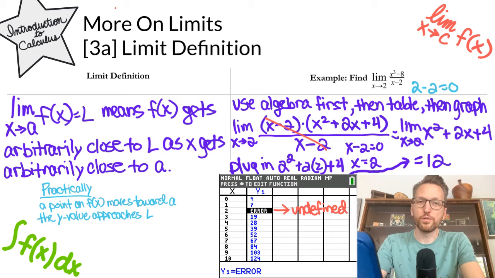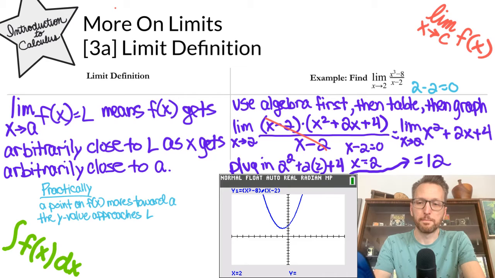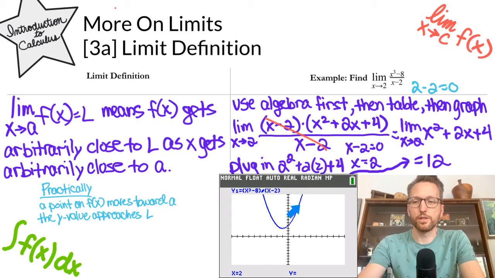Notice that if you do, so second trace and just plug in a value, if you plug in 2, it won't be on your screen. So what I want you to do is change your window. So press the window button and just make your y max go up to 15. That should do it. By doing that, we'll be able to see the y value when you plug in 2.